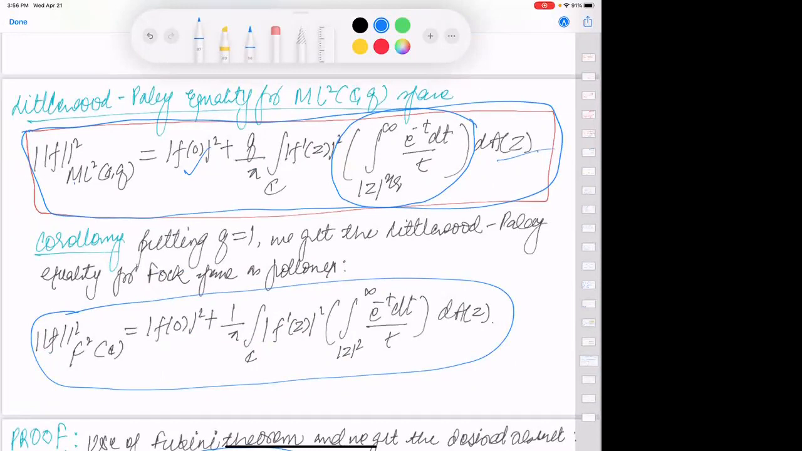So as of now, with the help of this presentation, everybody knows what the Littlewood-Paley equality is for Hardy space, for Bergman space, for Dirichlet space, and for Fock space.